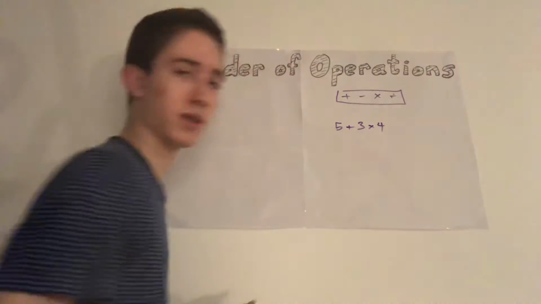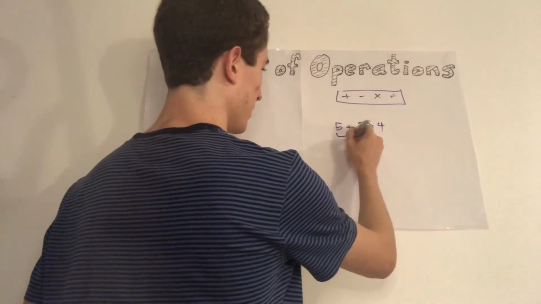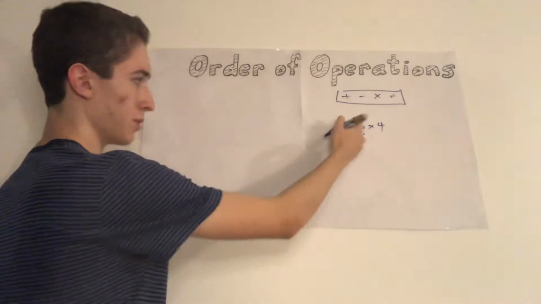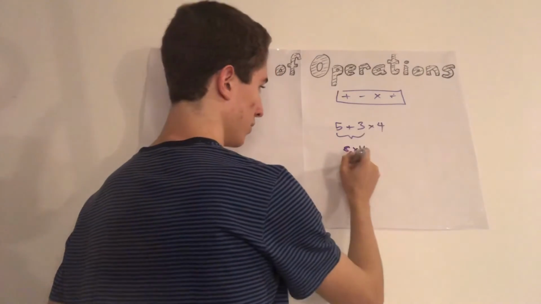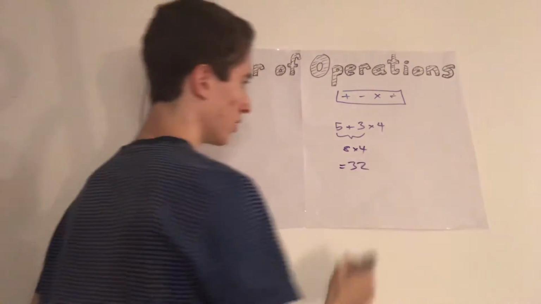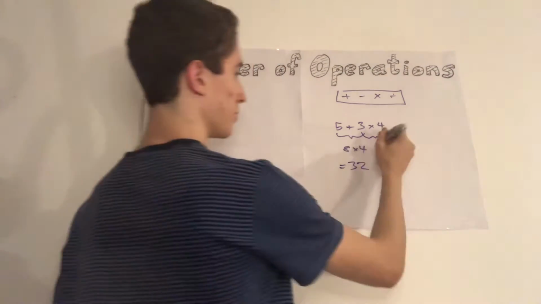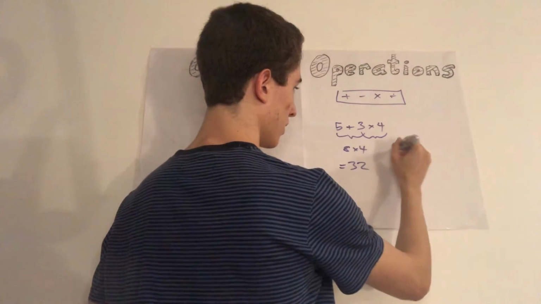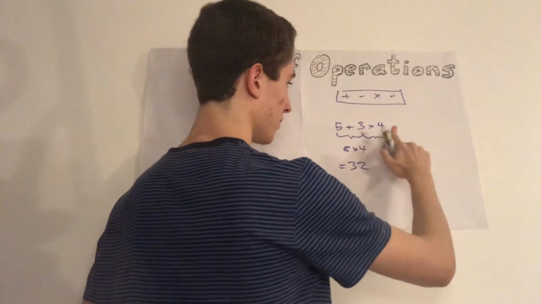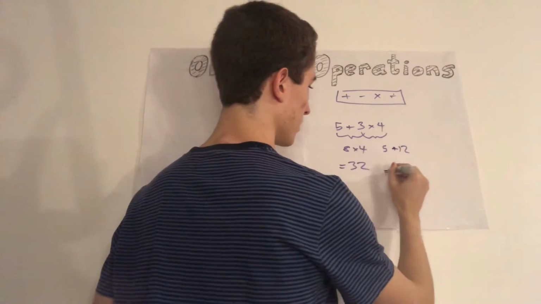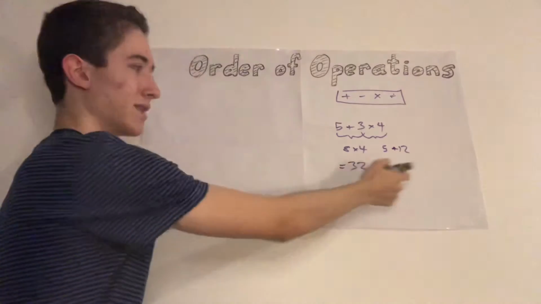If you look at this problem, you have two different ways of approaching it. You could start with the 5 plus 3, which equals 8, times 4 would give you 32, right? Or you could do the multiplication first, which would give you 12, correct? Plus 5 is 17. And you can see these are very different answers.